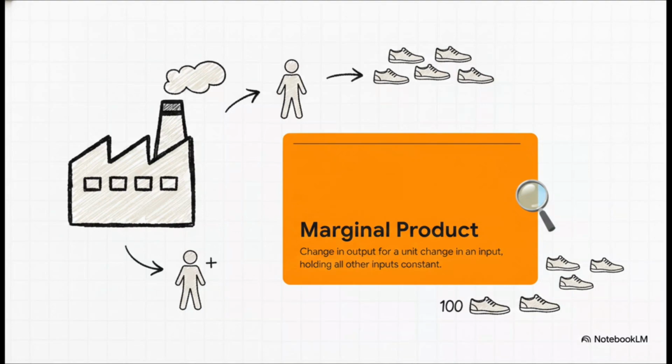If your factory makes 100 shoes and you hire one more worker, and suddenly you're making 105 shoes, well, that worker's marginal product is 5 shoes. It's just the extra output from that one extra unit of input.